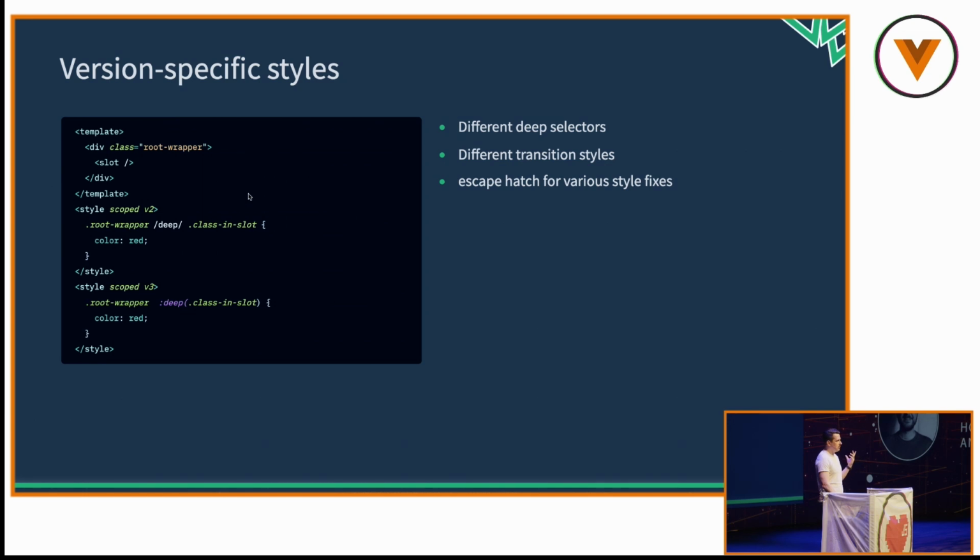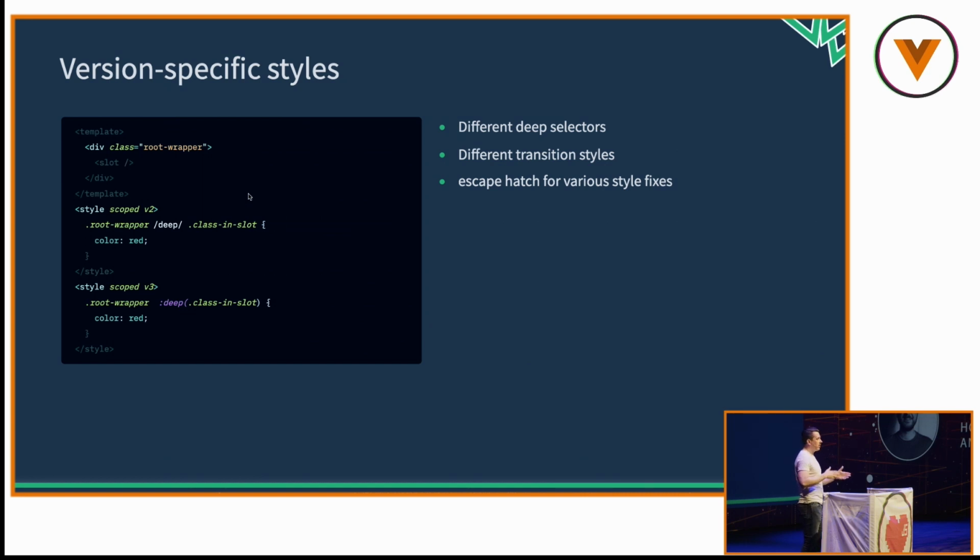In this single file component, I have two style blocks, and you will notice that they have a v2 and a v3 tag on them. This is so that the Vite plugin can recognize these blocks and just drop the one that is not for the current build target. So if you're bundling your component library for Vue 2, it will drop the v3 block. And if you're bundling your component library for Vue 3, it will drop the v2 block. And so the fact that we have different syntax in there for the deep selector is not really important.